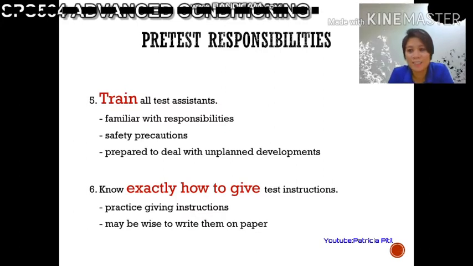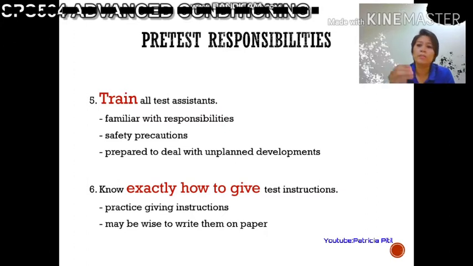If you have assistants in a group, up to now I assign you to have 2 in a group, right? You will have like 6. If one is well known about the test, the other 5 should have the same capacity in knowing how to do the test accurately. Okay, be familiar with that. You have to take concern on the safety precaution, because the test assistant has to be well prepared as you as the main tester. Okay, prepare to deal with unplanned developments.